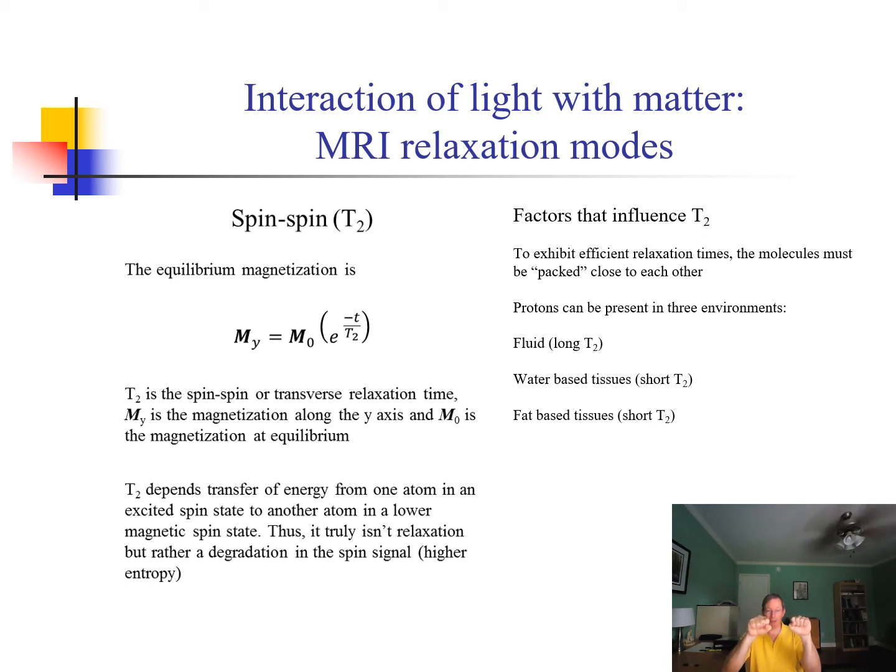And what will happen is you'll have a transfer of that energy from one to the other. You still, at the end of the day, have the same number of excited state nuclei as spin states as you did a few hundreds of milliseconds before. But what changes is the entropy of the system. It tends to spread out the signal along, in this case, the y-axis. And so that can be used also as an imaging modality.